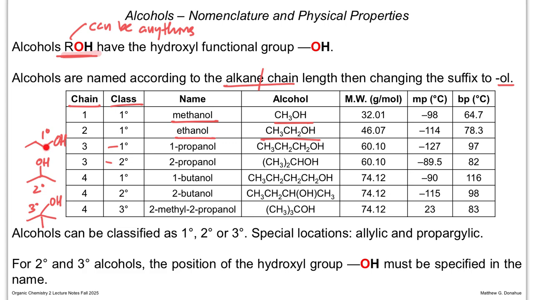The carbon bearing the OH group, when I say oxidation state, all we're doing is counting the number of bonds from the carbon to the heteroatom. So C to O, that's 1 bond. We call that an oxidation state of 1. Of the 3 classes, primary and secondary, that carbon has at least 1 hydrogen attached to it. A tertiary alcohol does not have any hydrogens.